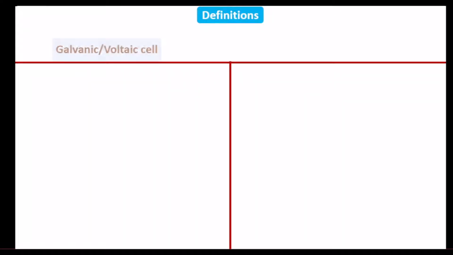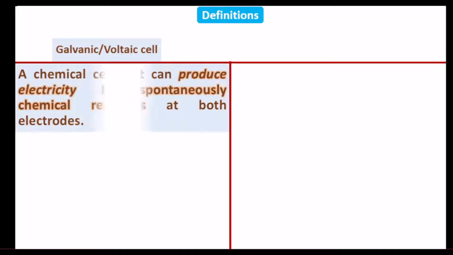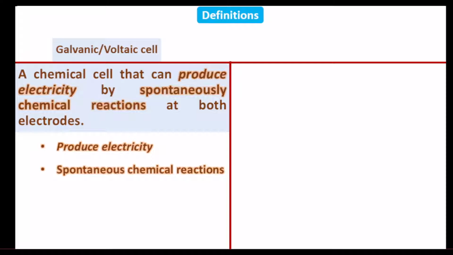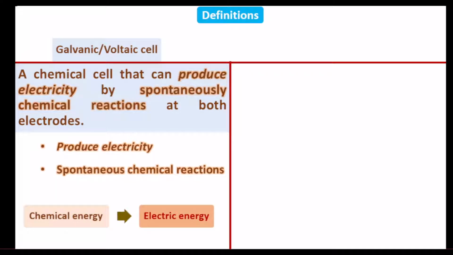A galvanic or voltaic cell is a device that can produce electricity by spontaneous chemical reactions at both electrodes. If we summarize the definition, it can produce electricity, and the nature of the chemical reaction is spontaneous. So overall, we convert chemical energy into electrical energy in this process.